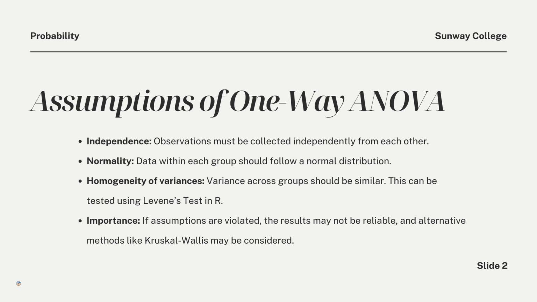Third, we have homogeneity of variances, which means that the variability within each group should be roughly equal. If this assumption is violated, we might consider using Welch's ANOVA as an alternative. It's important to note that if these assumptions aren't met, the results of your analysis may not be reliable. So it's vital to check them before proceeding.